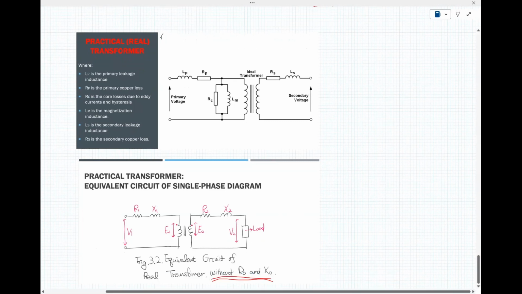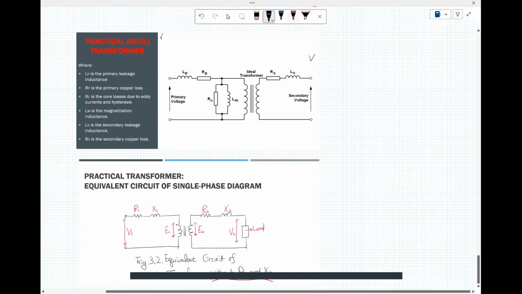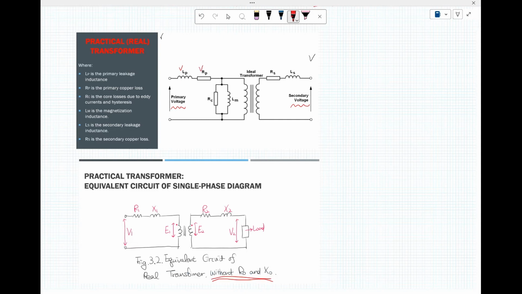A real practical transformer is different from the ideal transformer. This figure is for a practical transformer. This is the primary side, and this is the secondary side. L sub P is the primary leakage inductance, and R sub P is the primary copper losses.